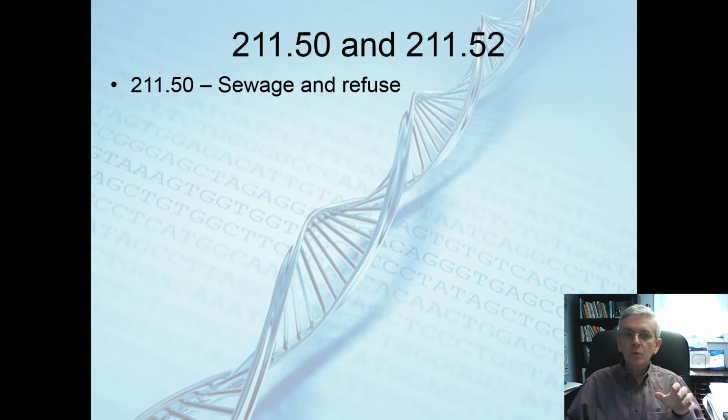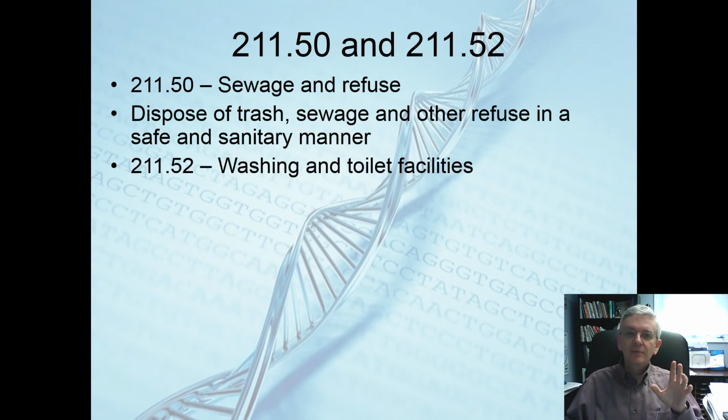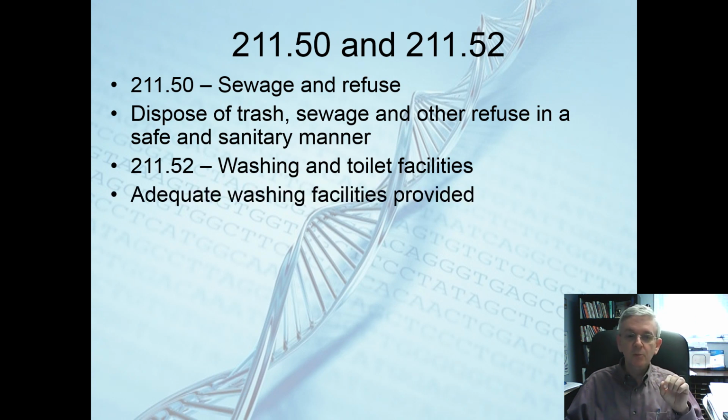21150 and 52 talks about sewage and refuse here. Dispose of the trash, sewage, and any other refuse in a safe and sanitary manner. Pretty simple type of stuff. And you have to have washing and toilet facilities, an adequate number of those types of things provided, making sure that people are able to go in there and use the restroom facilities, and that you're able to wash and clean your hands as you're done.